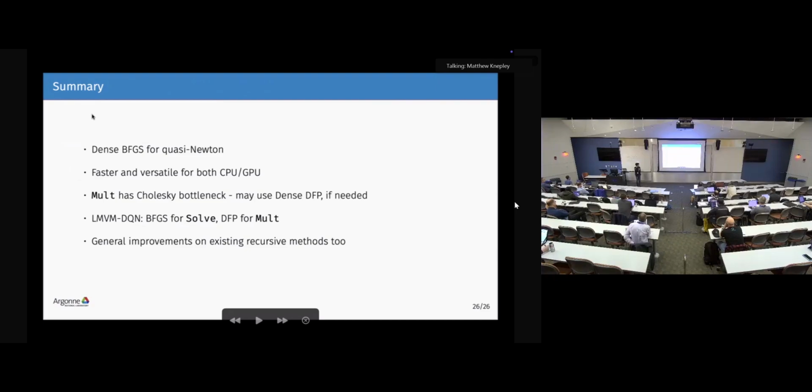But there is a duality gap, so you need to keep that in mind. I didn't put it here, but we also put some more general improvements on the existing recursive method, not just for dense ones. So even the existing one has a little bit more improvement by the better layouts and whatnot. So yes, that is it.